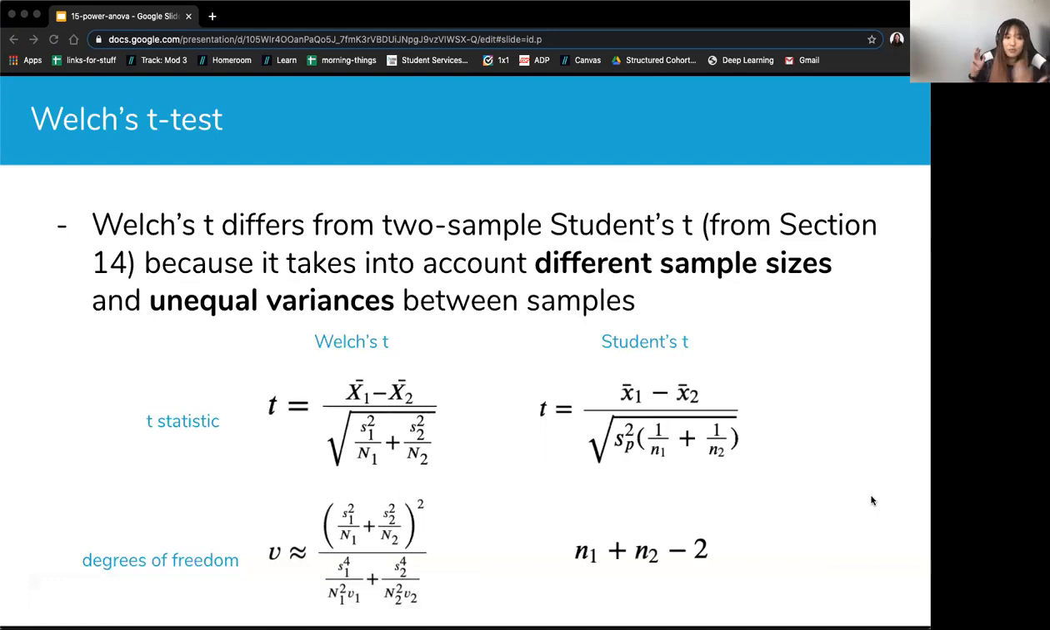All right, and to conduct the Welch's T-test, very, very similar structure to what we were doing before. You set up your hypotheses, decide on your alpha, calculate your statistic, and interpret your p-value. I feel like we don't have to go through an example because you can use the same example from a 2 sample t-test.